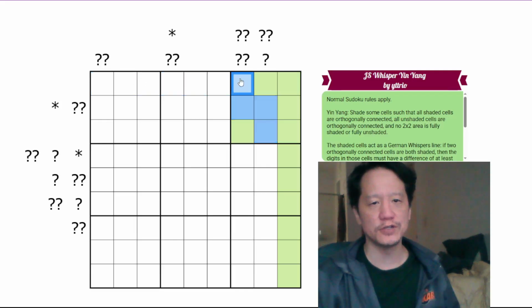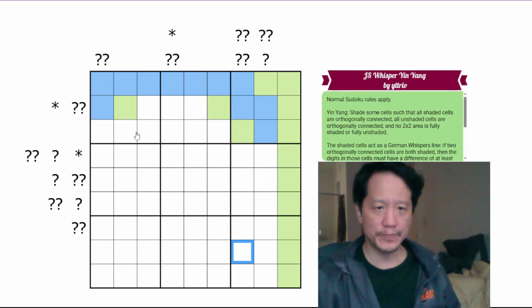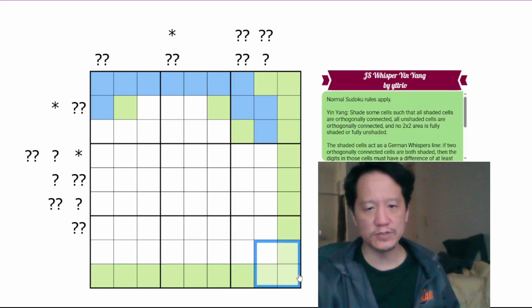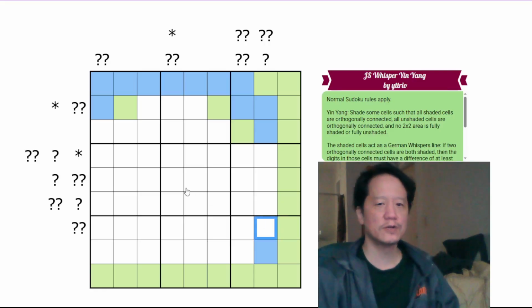Since this is shaded, this must continue shading down here, which means it must continue shading at least 2 here. This can't be shaded because of the 2x2 that has 3 shaded cells. Same with this. This is unshaded here. That means it must change shading here. Therefore, this cannot be shaded at all. This 2x2 area is all unshaded. So this must be shaded here.